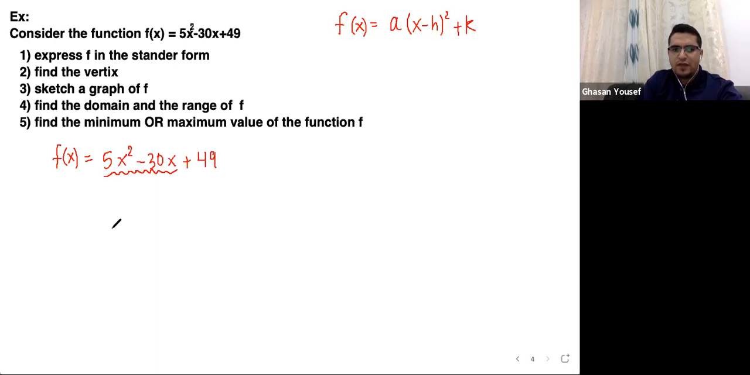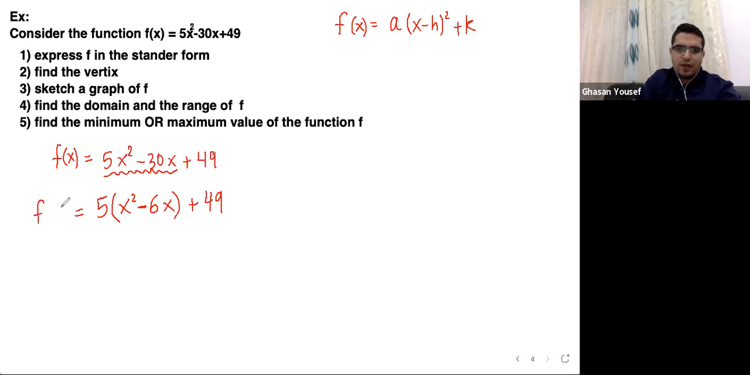Then we have to factor out 5. We have to make the coefficient of x squared equal 1. So this means we have to factor out 5. I will get 5, open parentheses, x squared minus 30 after factoring should be 6, because 6 times 5 is 30, x, and here we have plus 49.